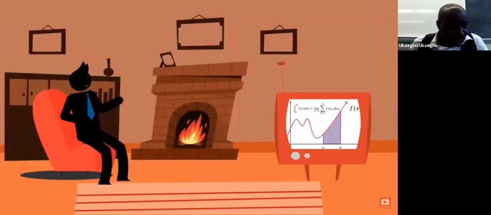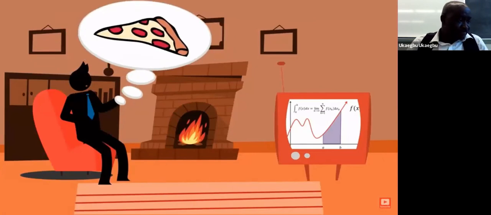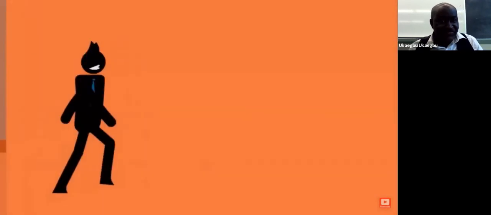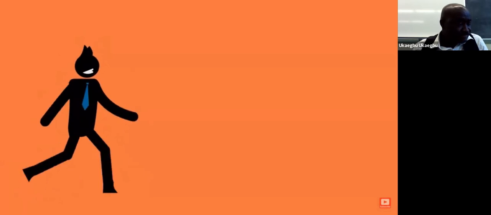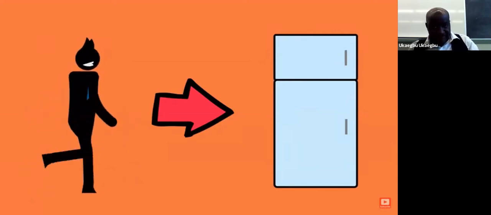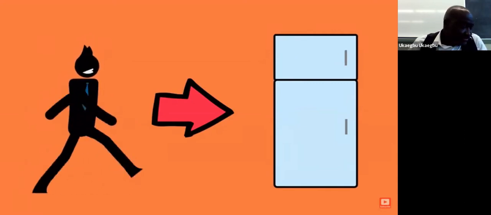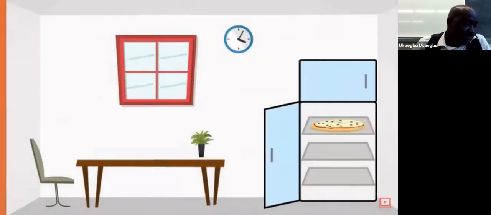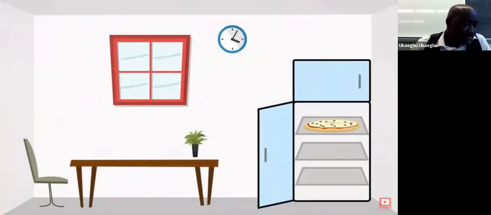Suppose you are watching TV and start getting a massive craving for pizza. Fortunately, you just happen to have some leftover pizza in the kitchen. So you get up from the couch and start heading towards the fridge. In this instance, if someone were to describe where you are going, they would say you are approaching the fridge. They would be confident in their description because as you keep walking, you are getting closer and closer to where the fridge is located. This example is the same thing we want to do with functions.